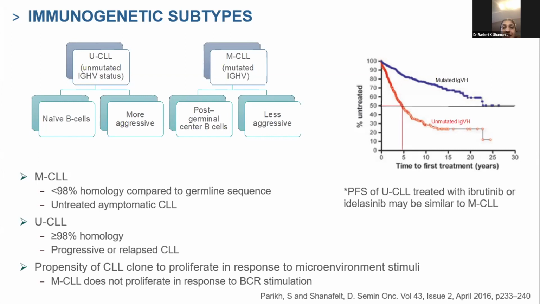And now it's very well established that the mutated and unmutated CLLs have distinct prognosis using conventional therapies, although use of newer agents may not show such a dramatic prognostic difference. Next slide.